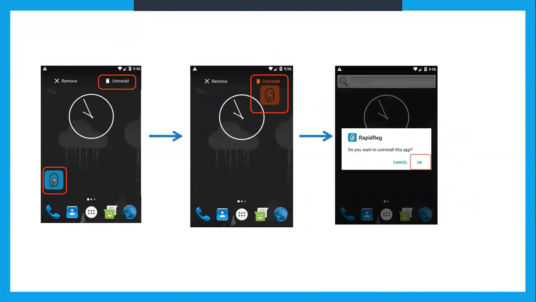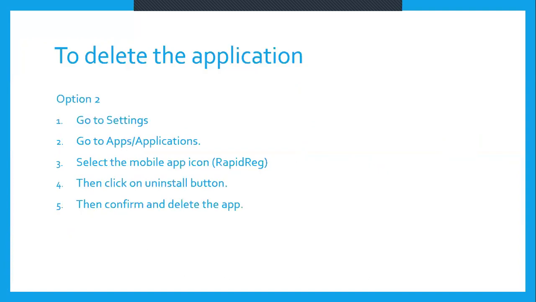Here's how to do that. Another option is go to settings, click on apps or applications, select the mobile app icon, which will be called Rapid Reg or Primero, then click on the uninstall button, then confirm and delete the app.